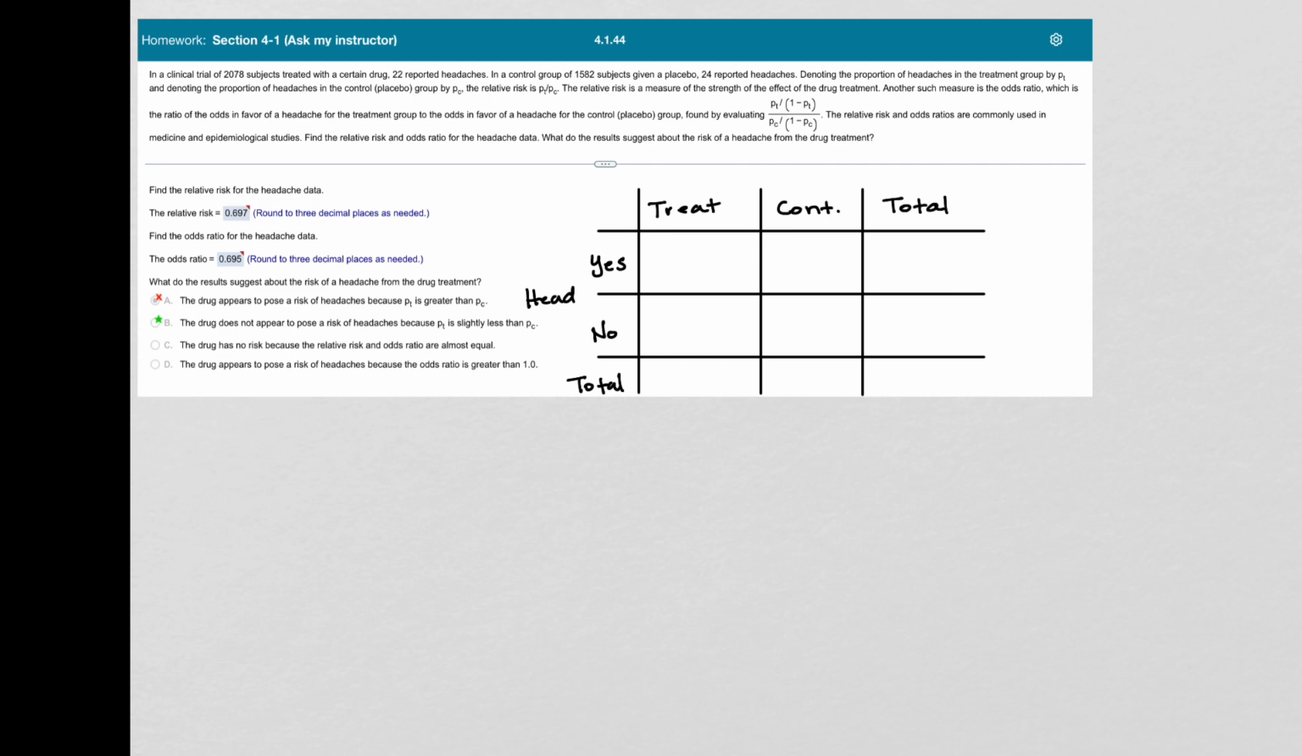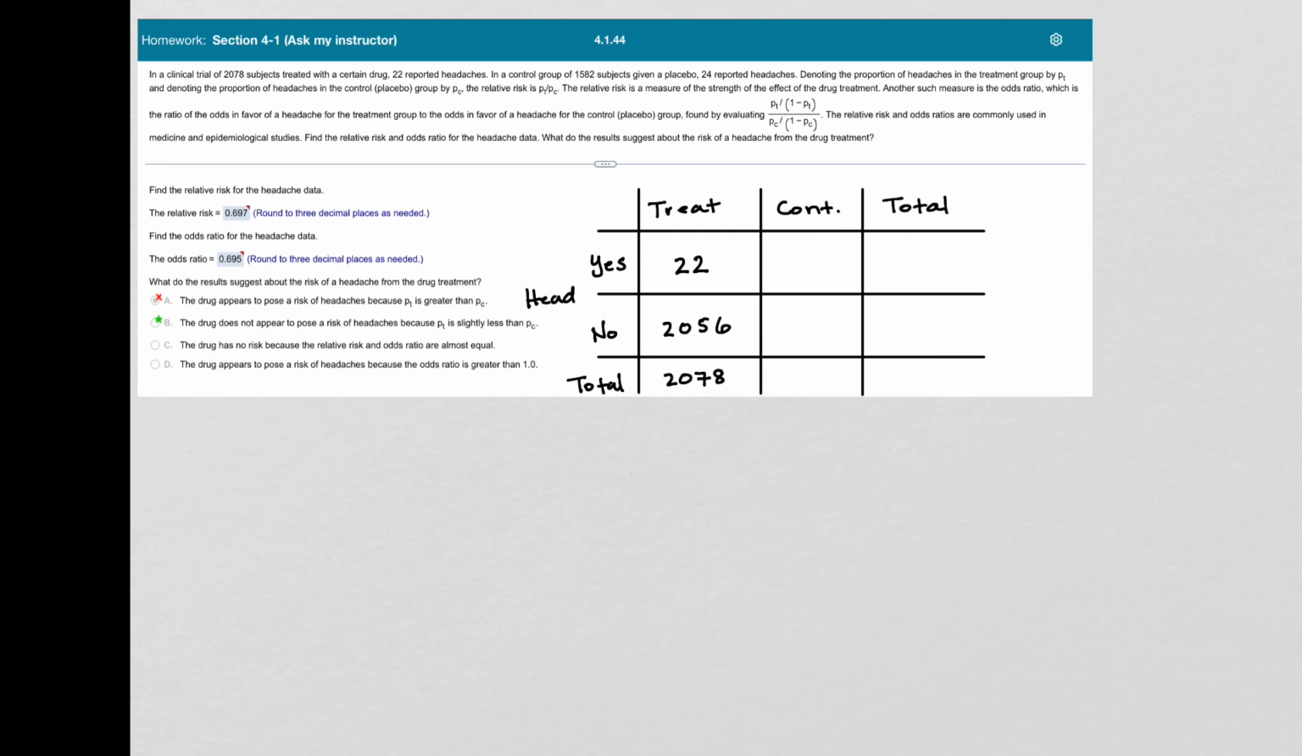So we know that there are 2,078 subjects who got the treatment. So that's the total for the treatment. And 22 of those got headaches. So that was yes for headache. And if 22 did get a headache, that means there were 2,056 who did not.